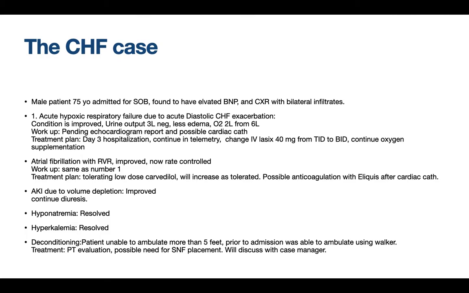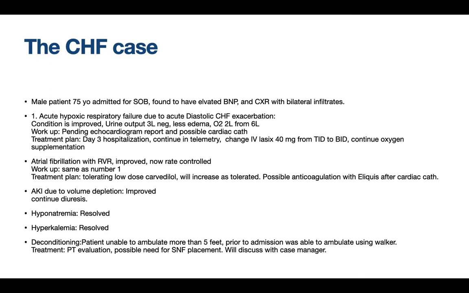Okay, next problem, atrial fibrillation with RVR, improved, now rate controlled and back to sinus rhythm. Workup same as number 1. Treatment plan: tolerating low dose carvedilol, will increase as tolerated, and possible anticoagulation with Eliquis after catheterization. Next problem is AKI due to volume depletion, improved, continue diuresis, monitor renal function. He tells me to order a BNP for tomorrow. Check the creatinine tomorrow. So I have to write it down so he knows I'm paying attention and doing what he's saying, and give him peace of mind because I'm writing it down so it's less likely for me to forget.